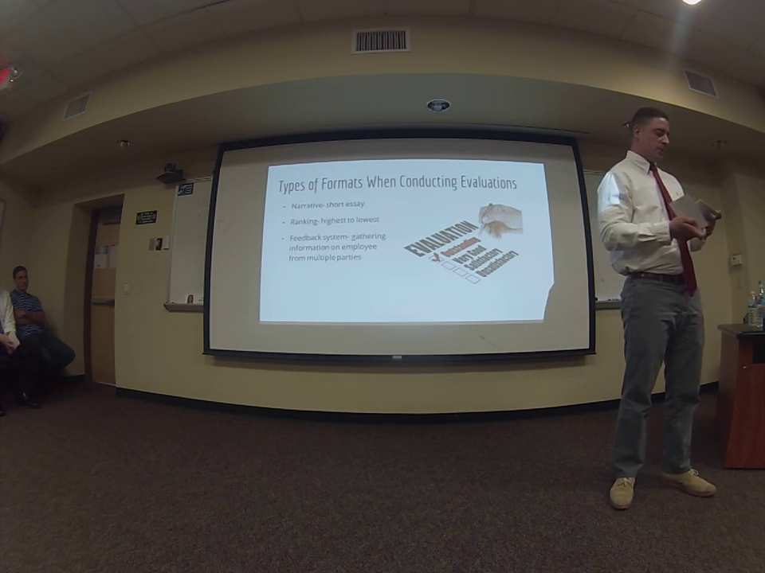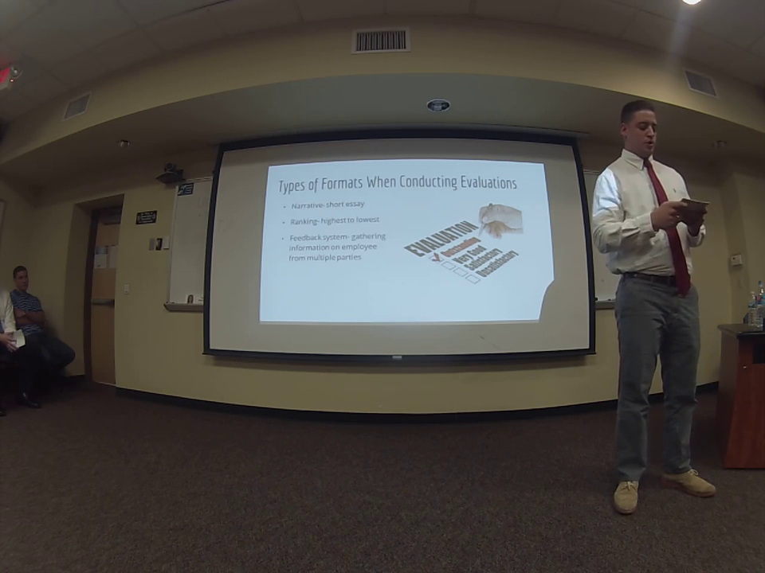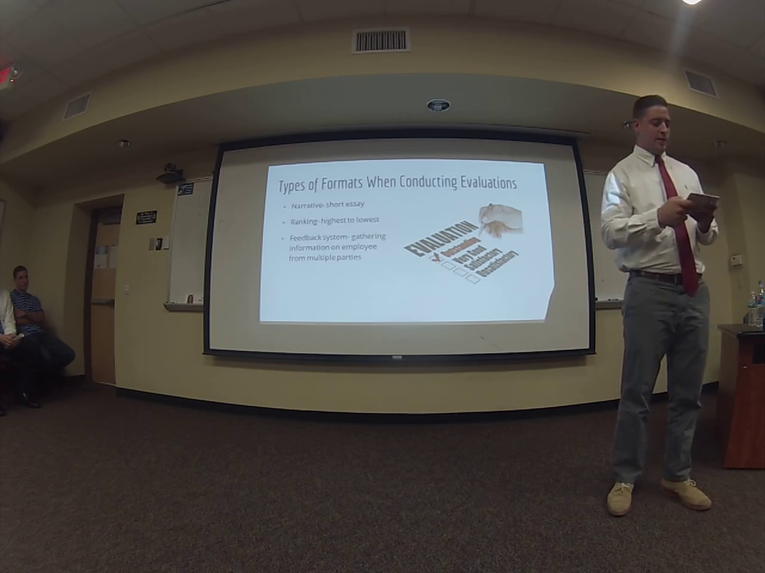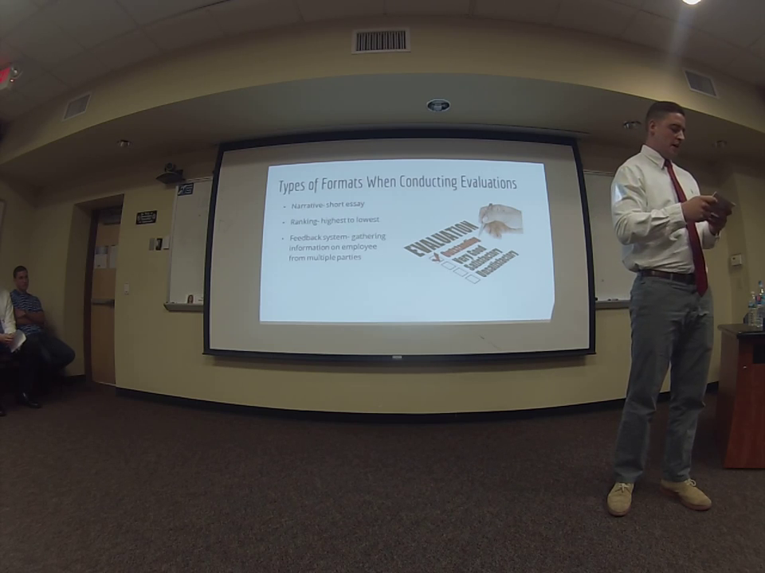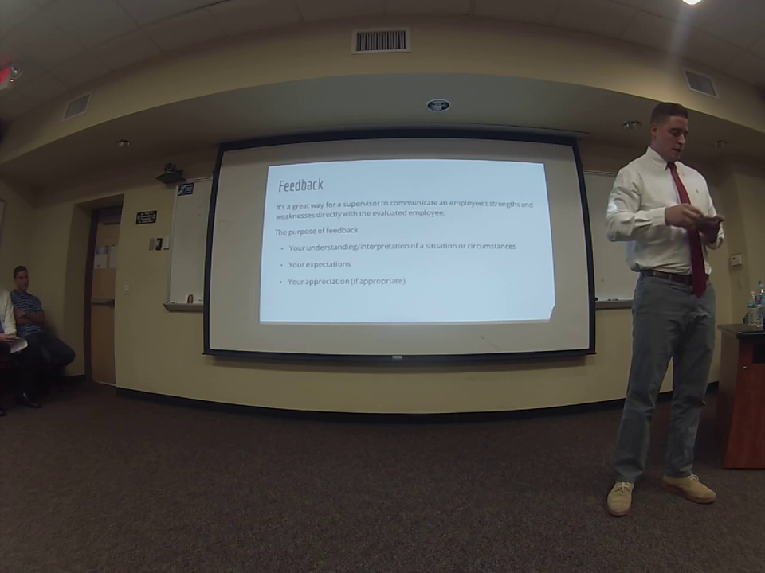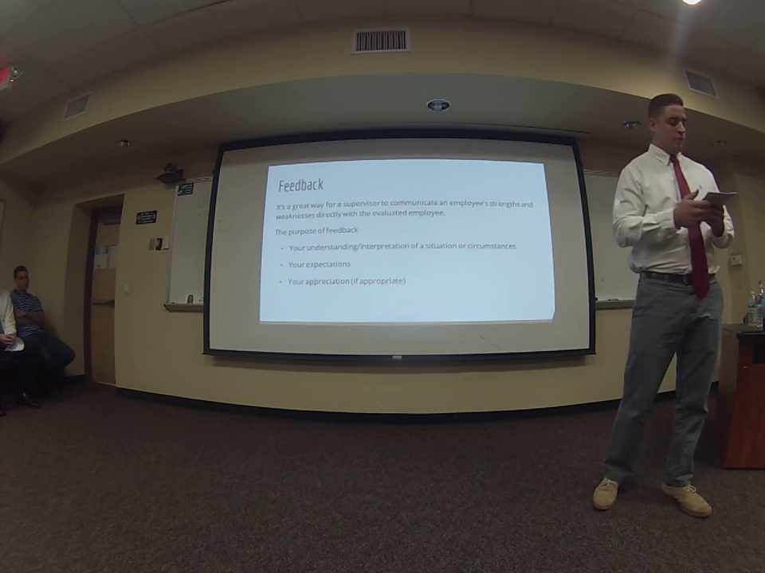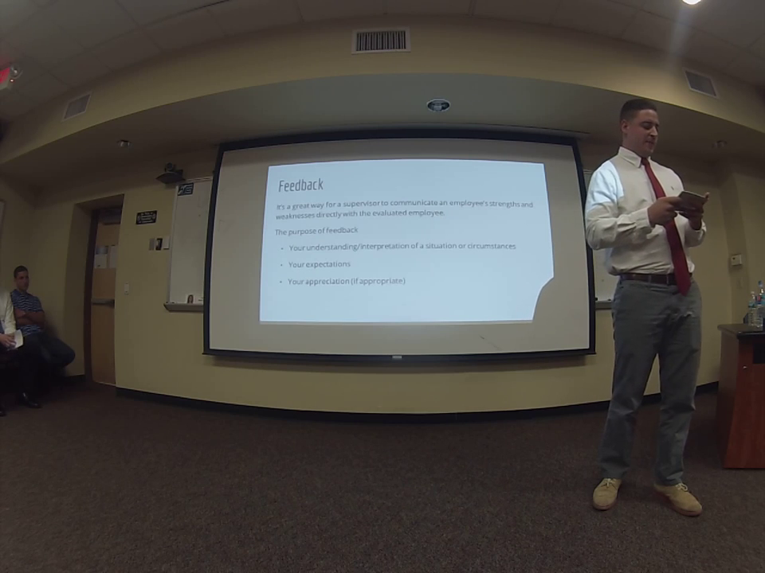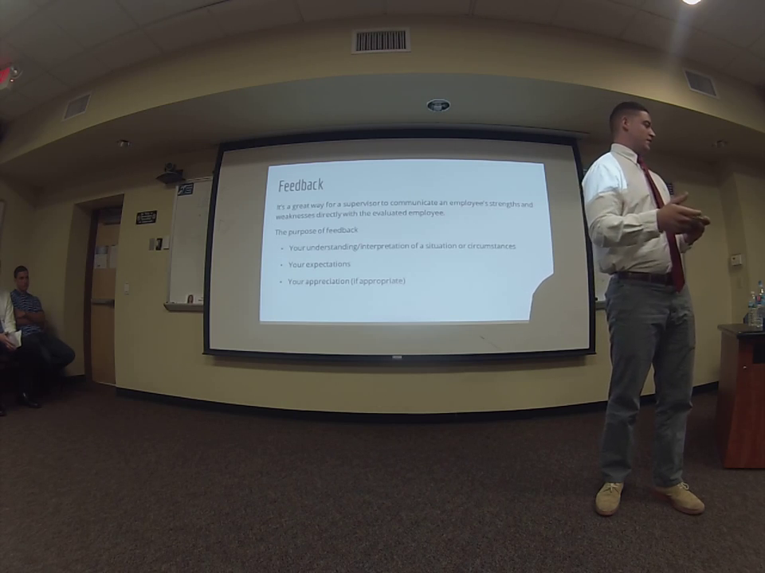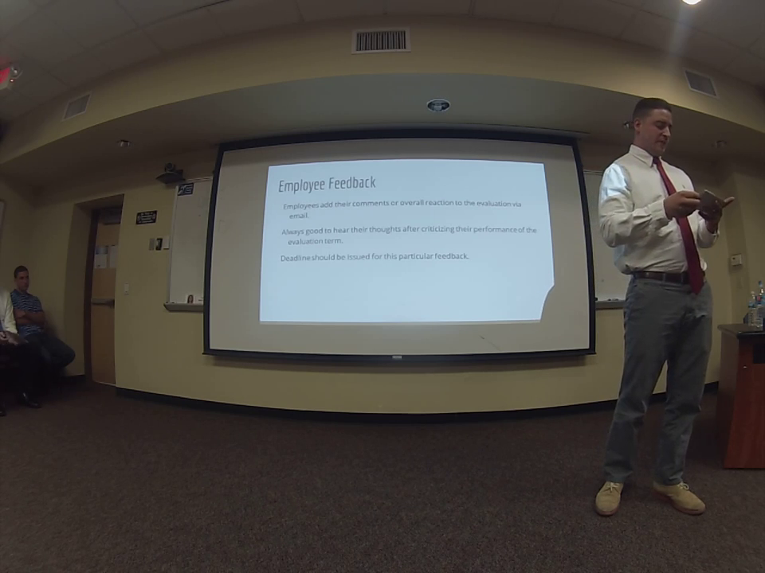How is their attitude? And for the types of formats when conducting evaluations, there are 3 types. The first is narrative, which is a short essay. You evaluate the employee based on their strengths and weaknesses, ranking them from highest to lowest. And then the feedback, gathering information from other parties, such as their boss or team members. Feedback is a great way for a supervisor to communicate an employee's strengths and weaknesses directly with the evaluated employee. The purpose of feedback is to get a better understanding or interpretation of the situation or circumstances, your expectation of each employee, and your appreciation, if necessary.